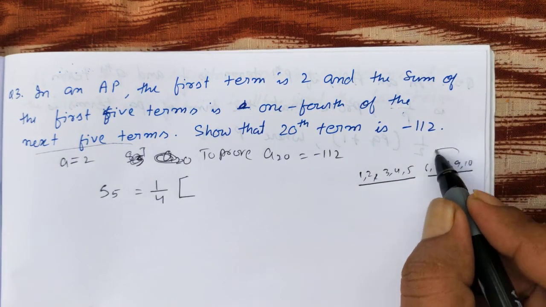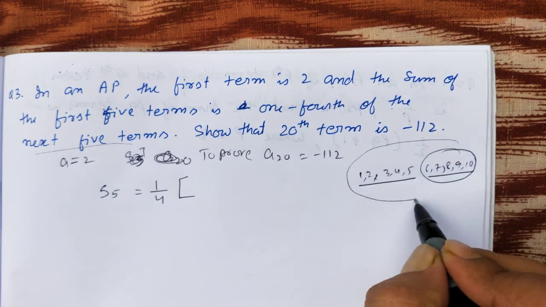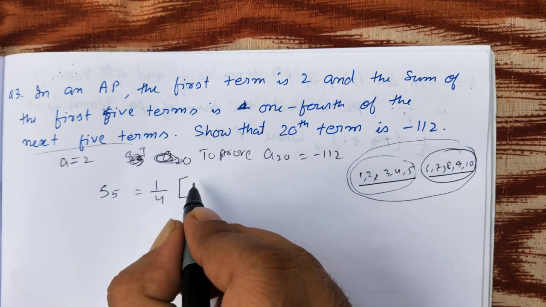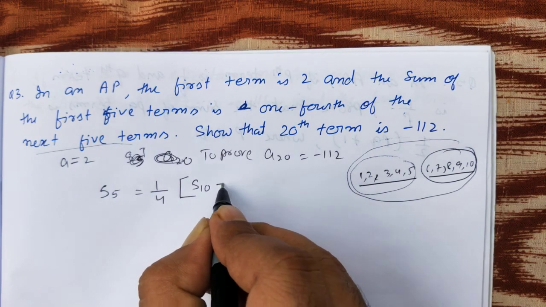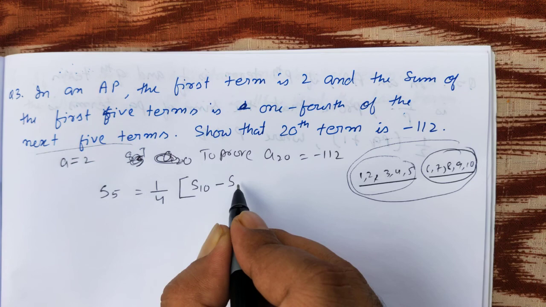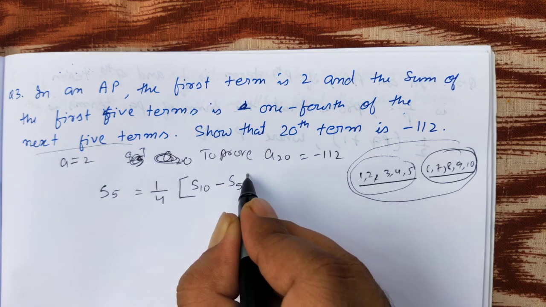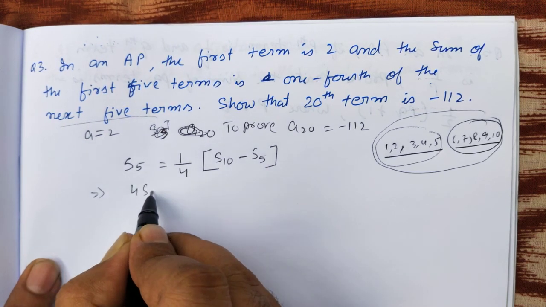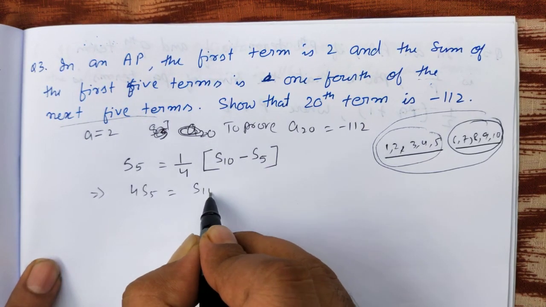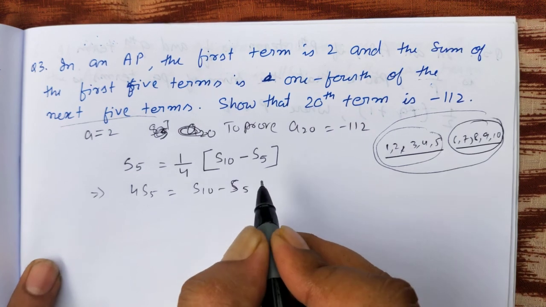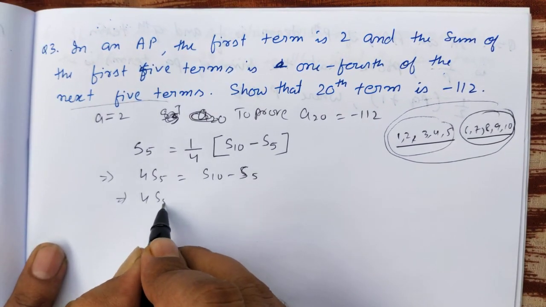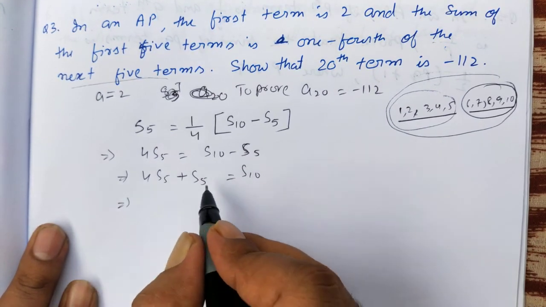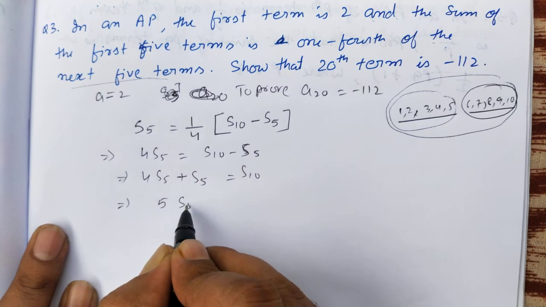So what will be the next 5? The next 5 will be the whole 10 minus the first 5, that is, the sum of the whole 10 minus the sum of the first 5 terms. If you cross multiply, you will get 4S5 equal to S10 minus S5. Bring S5 here: 4S5 plus S5 equal to S10. So 4S5 plus S5 is 5S5 equal to S10.